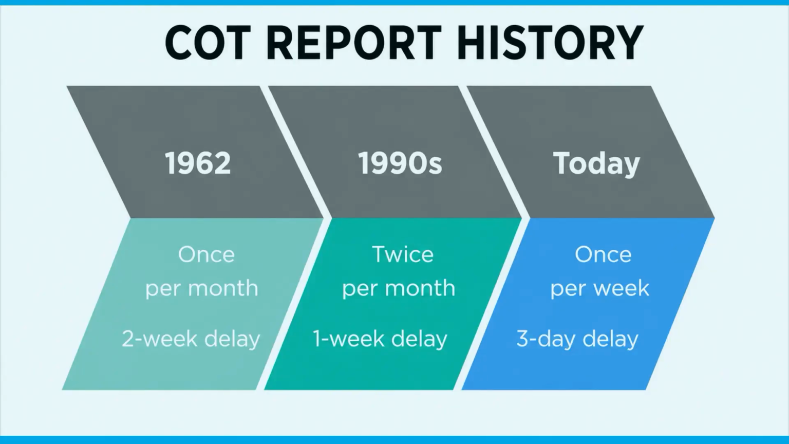The Commitment of Traders report has evolved over time. In 1962, it was released once per month with a 2-week delay. In the 1990s, it improved to twice per month. Today, it is released every week with just a 3-day delay. That means faster and more reliable insight into market positioning.